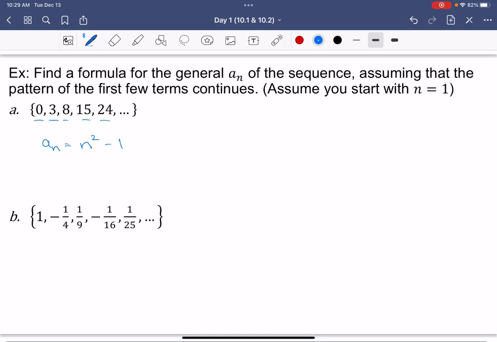Because then, do the first couple in your head. 1 squared minus 1 is 0. 2 squared minus 1 is 3. 3 squared minus 1 is 8, and so on. So this would be your expression.